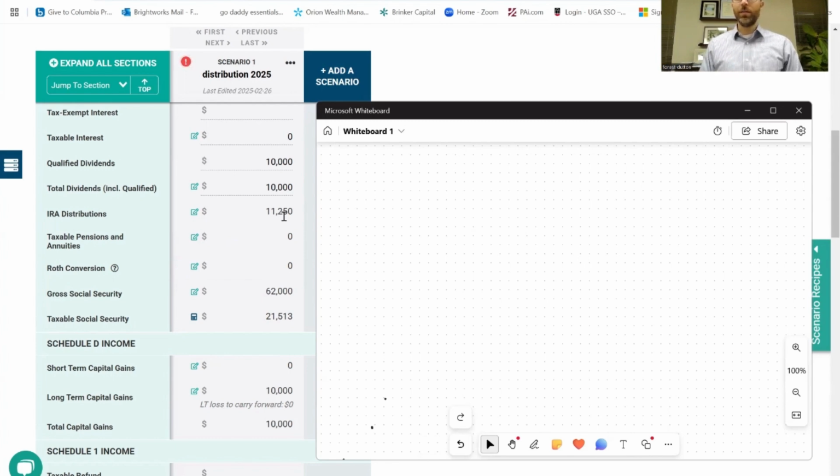If so, your RMDs might be such that you have higher taxation later. So the answer every year is not always the answer for all the years and for the plan in its entirety. So hope that's helpful. So let's just talk through this scenario really quickly.